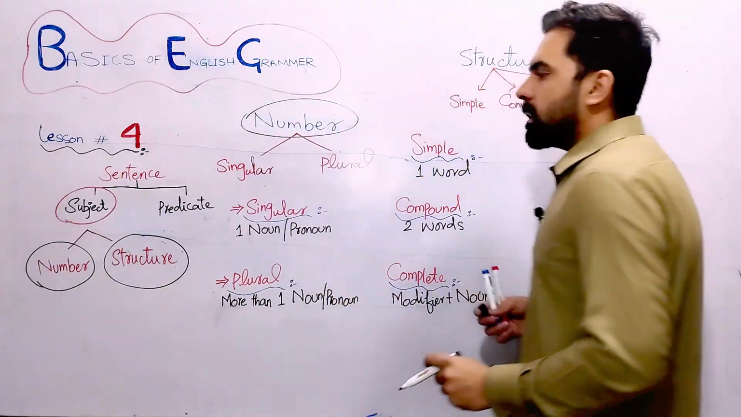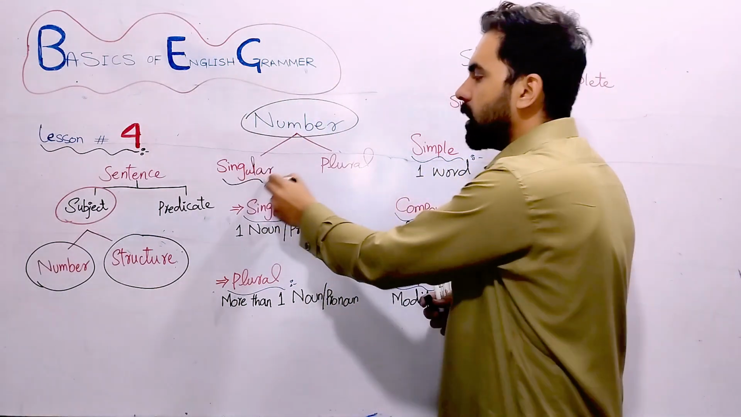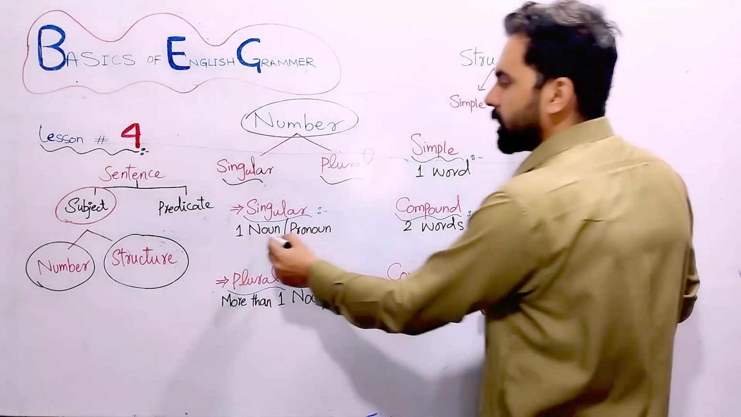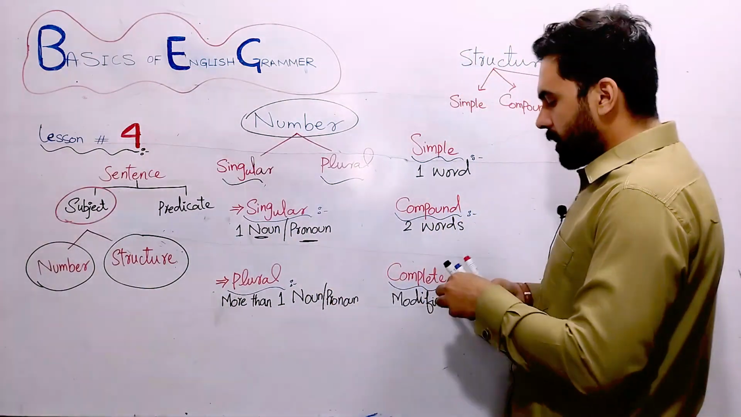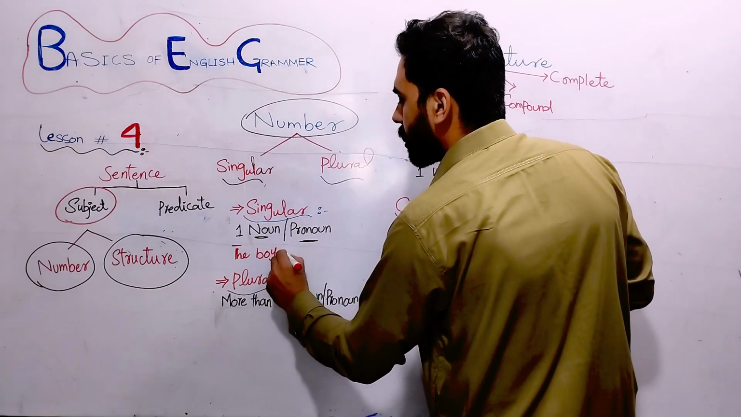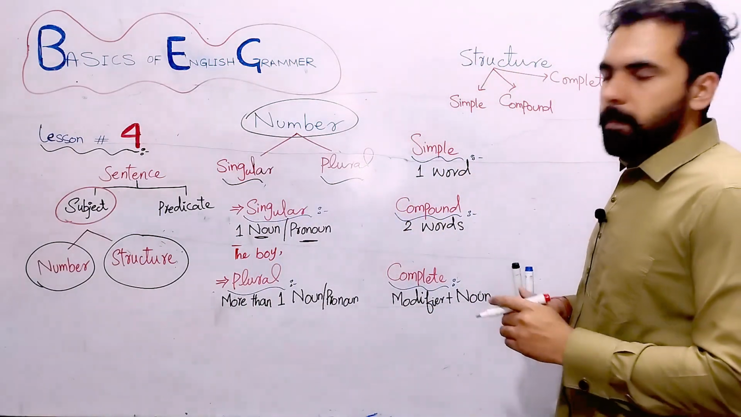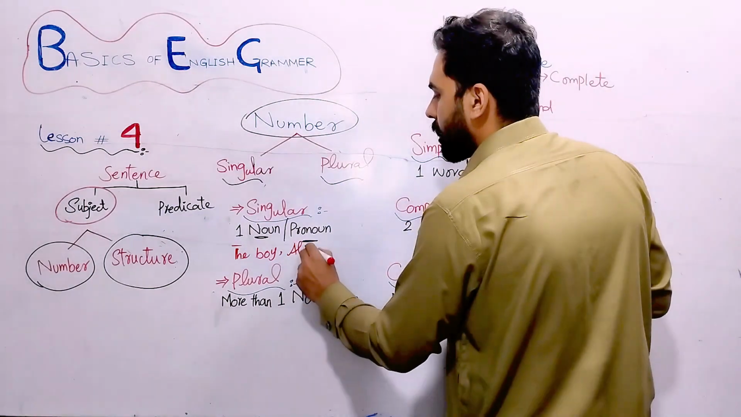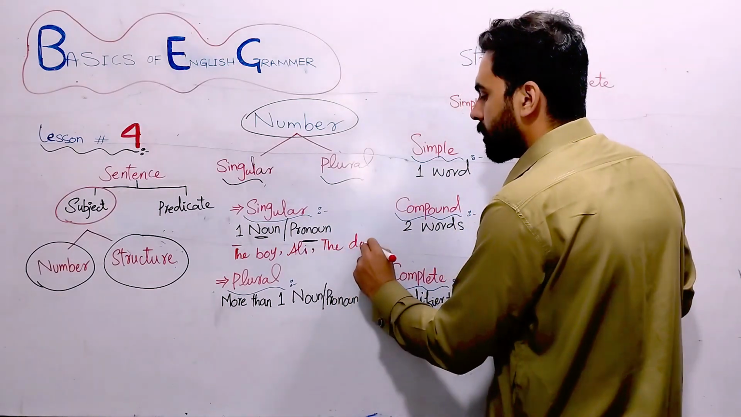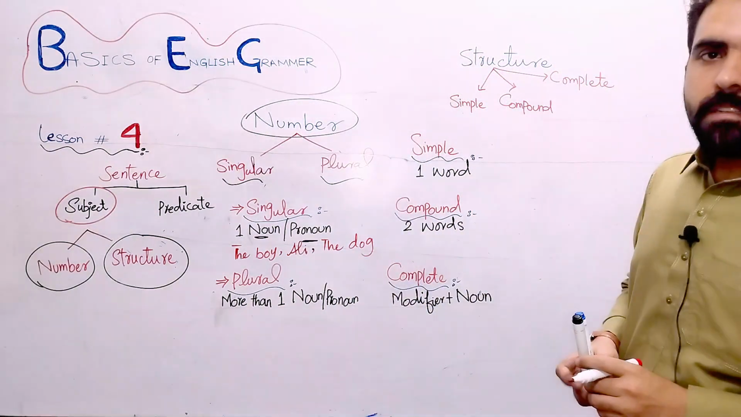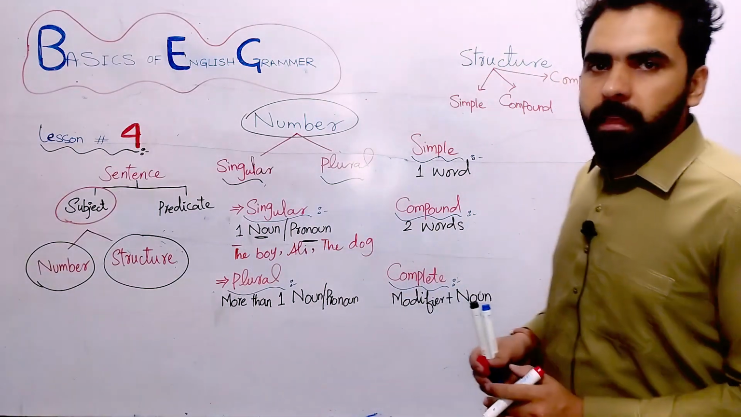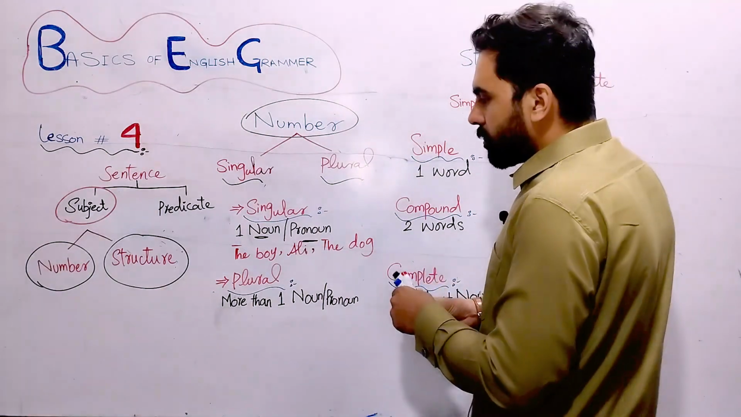By number I mean a subject can either be singular or plural. A singular subject would be one noun or pronoun. For example, if I say the boy, now the boy is a single word. Similarly, Ali is a single word. The dog is a single word. So such subjects are called singular in number. The second type is pronoun.